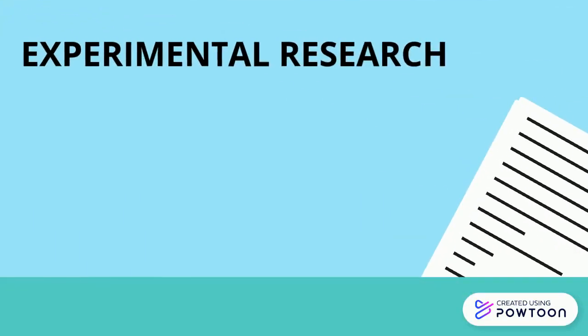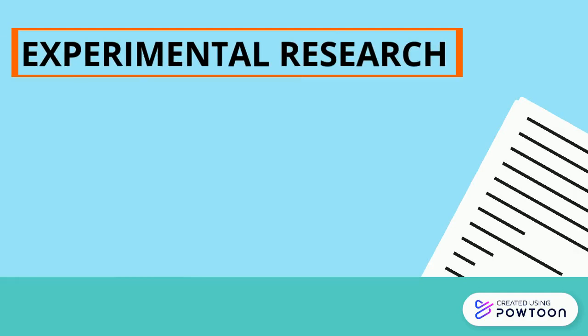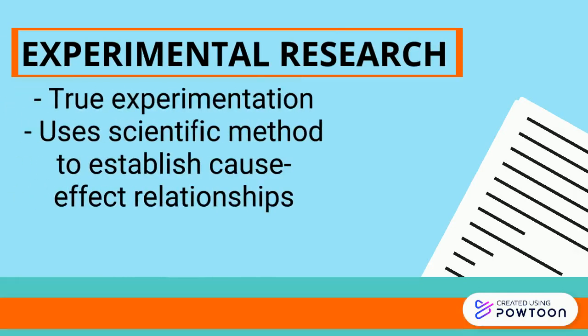Experimental research, often called true experimentation, uses the scientific method to establish the cause-effect relationship among a group of variables that make up a study. The true experiment is often thought of as a laboratory study, but this is not always the case.